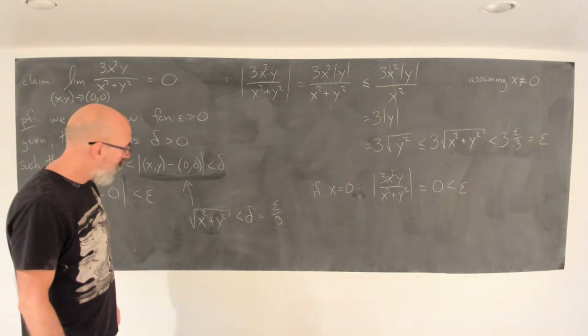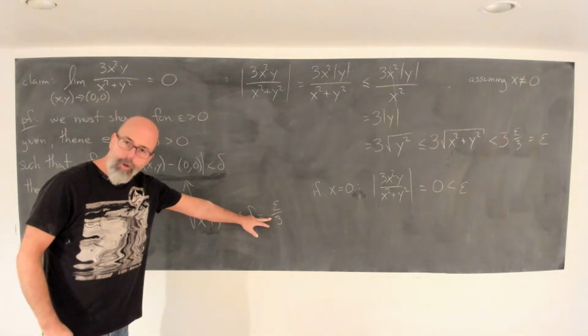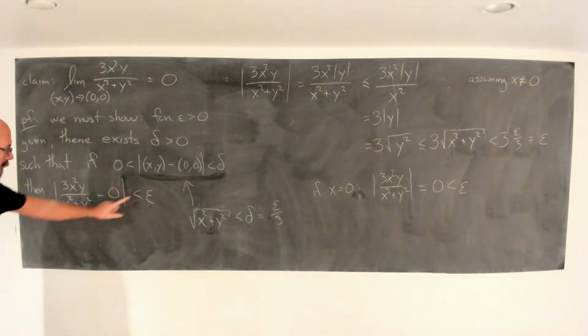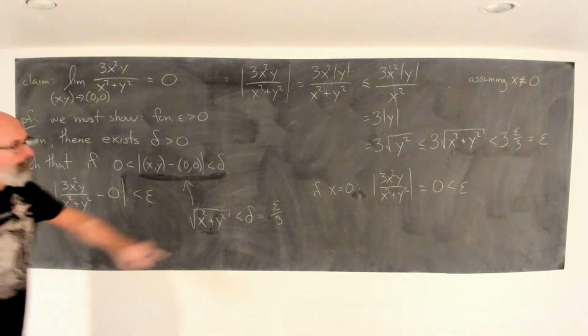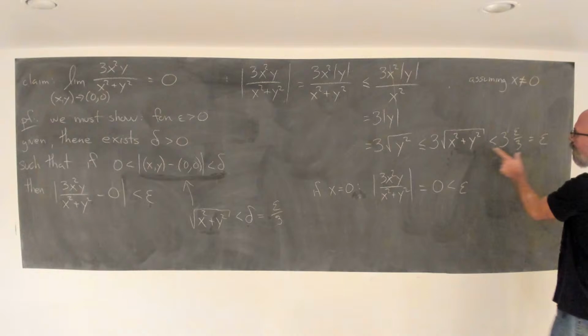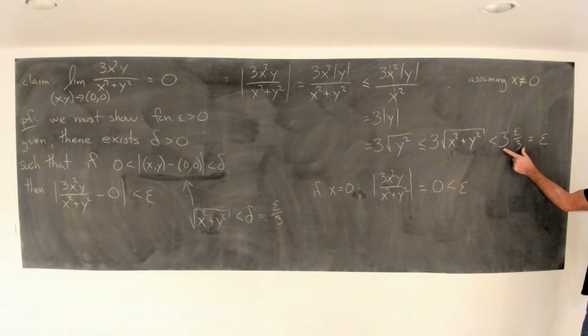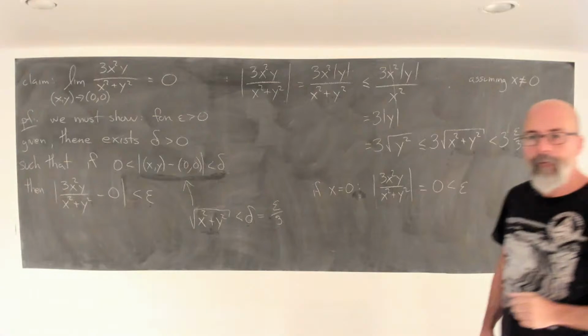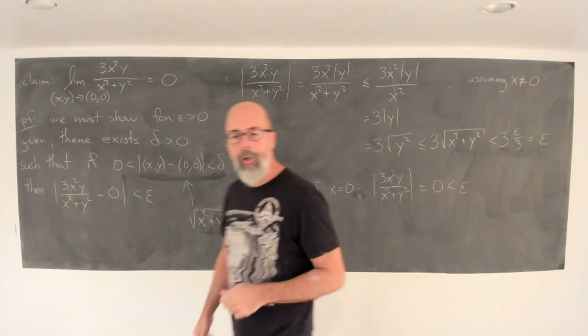Why is delta epsilon over 3? Because it works. Our goal is to make this less than epsilon. And this can be made less than delta. So you have a 3 delta here. So if delta is epsilon over 3, it works.